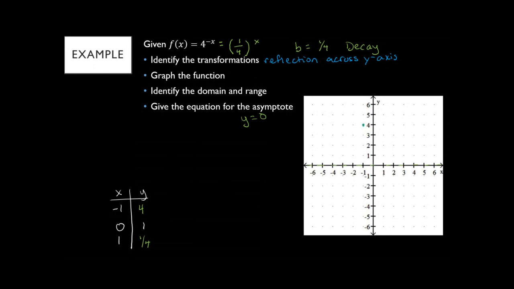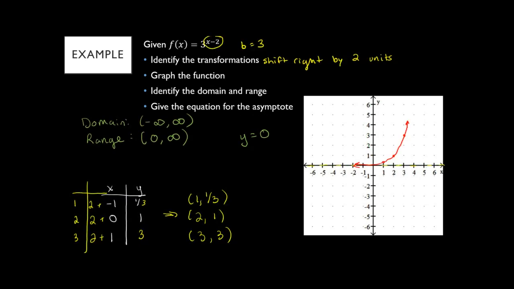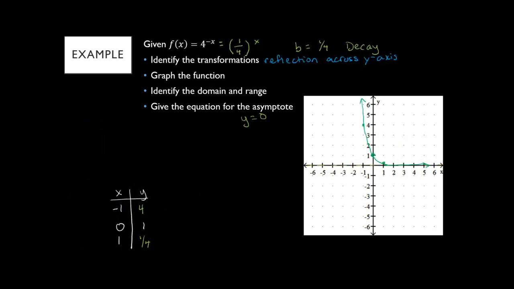-1 is at 4, 0 at 1, 1 is at 1/4. Now notice that the bigger b gets, the steeper it gets. So it's sort of like its own little stretch, because it just gets narrower and narrower and narrower. So you can think of that value as a stretch itself. So you can see it reflected across the y-axis compared to other ones here.